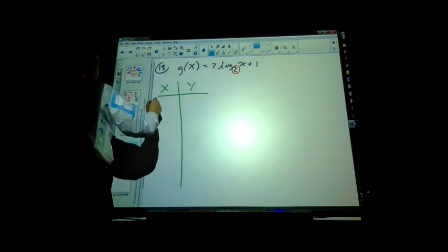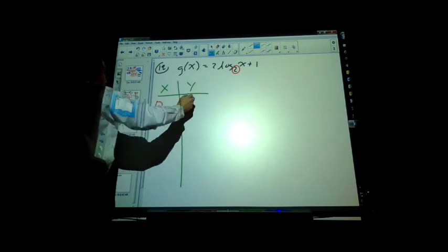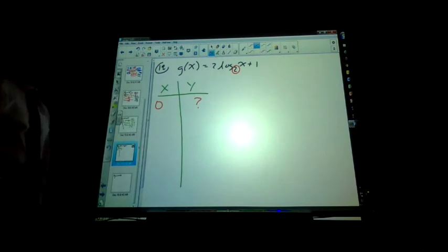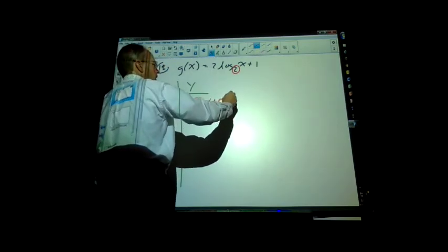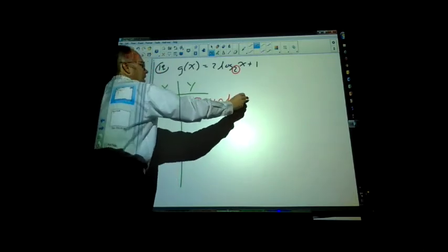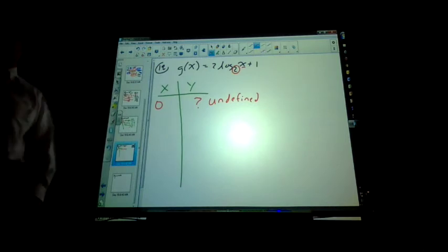So I think I could go, can I do 0? Actually, I think 0. If I do log of 0 of anything, I get undefined. Negative can't go there because log can't exist in the negative region.